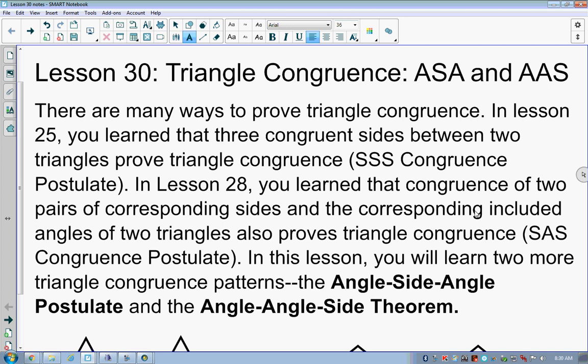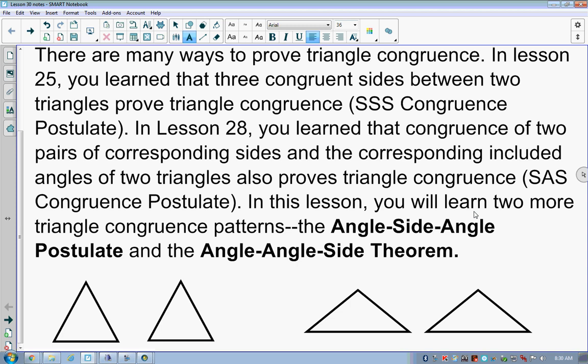All right. So in lesson 25, we learned about three corresponding sides between two triangles to prove triangle congruence. We called that the side-side-side congruency postulate. In lesson 28, we learned that congruence of two pairs of corresponding sides and the corresponding included angles of two triangles proves triangle congruence. We called it the SAS congruency postulate. And in this lesson, we're going to learn two more: the angle-side-angle postulate and the angle-angle-side theorem. So I'm going to give you an example of what these look like.